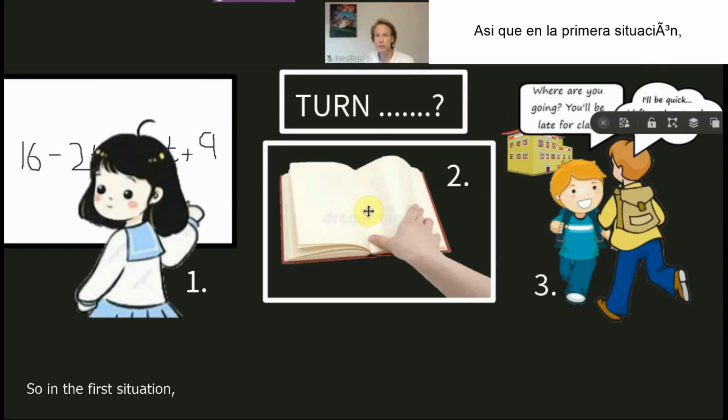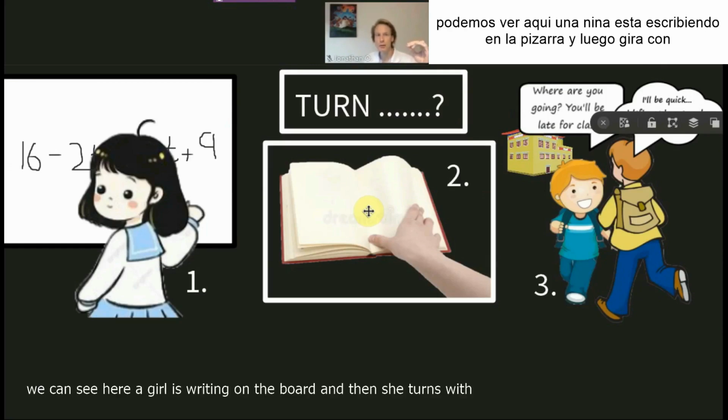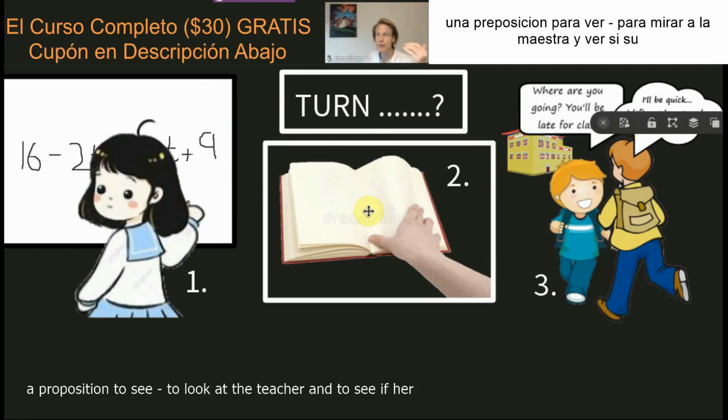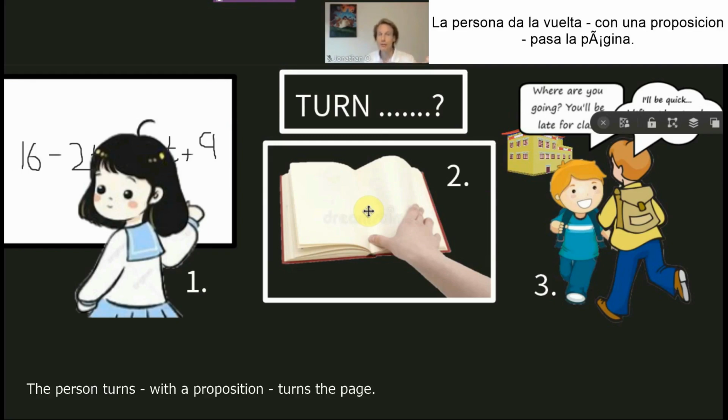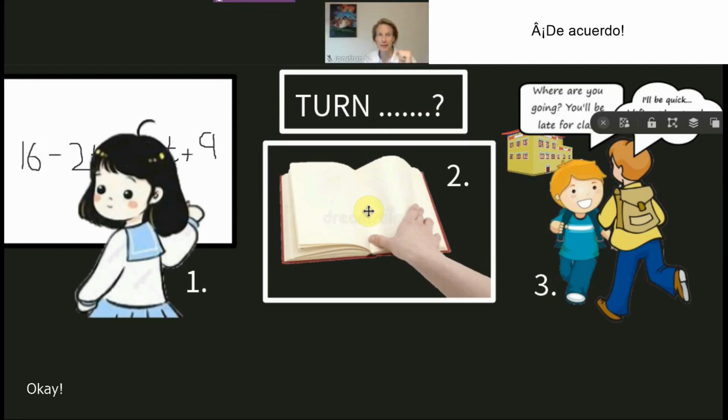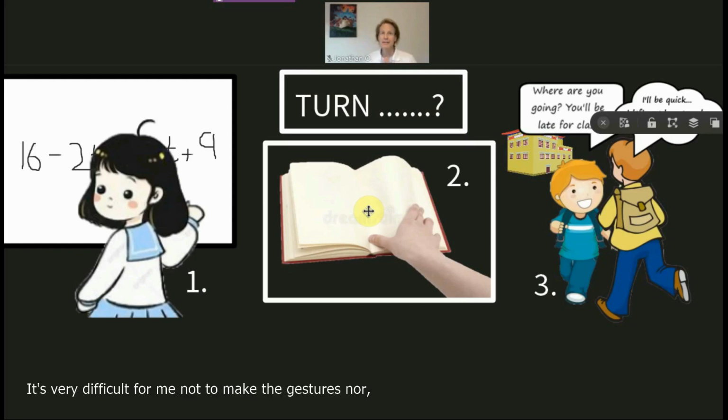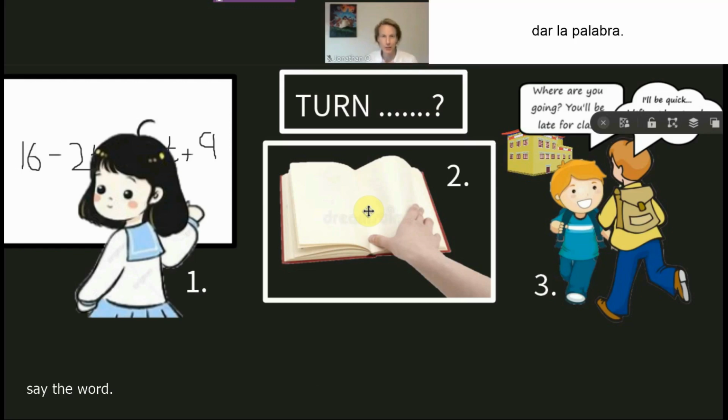So in the first situation, we can see a girl writing on the board and then she turns with a preposition to look at the teacher and to see if her answer is correct. In the second example, we can see a book. The person turns with a preposition, turns the page. Okay, it's very difficult for me not to make the gestures nor say the word.